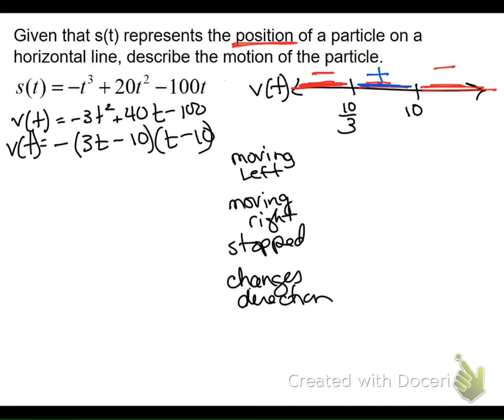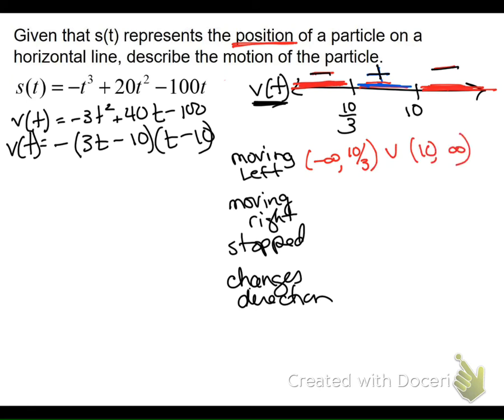So what are all the things that we can get off of this sign chart? Well, first of all, always give your sign charts a title. Since this is velocity, when velocity is negative, that tells me particle moving left. When velocity is positive, that tells me particle moving right. So the particle moving to the left would be this piece and this piece, because that's where velocity is negative. So negative infinity to 10/3 and from 10 to infinity.